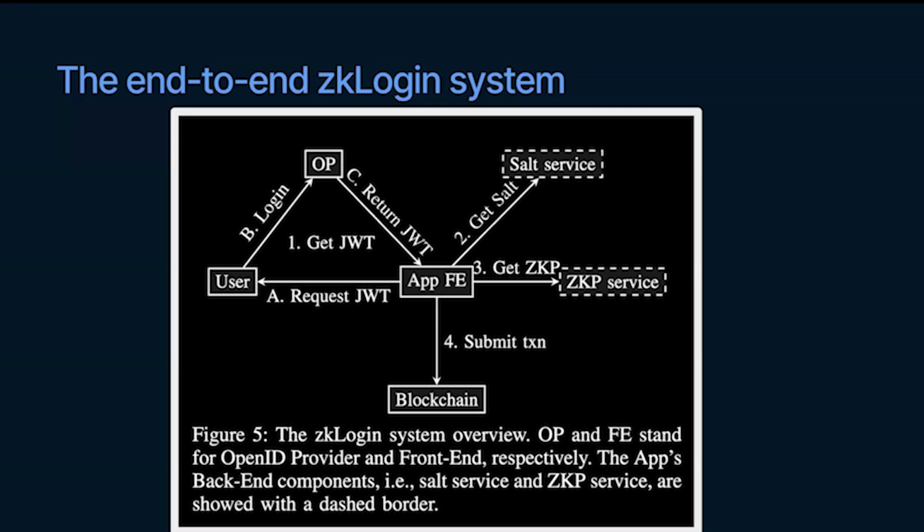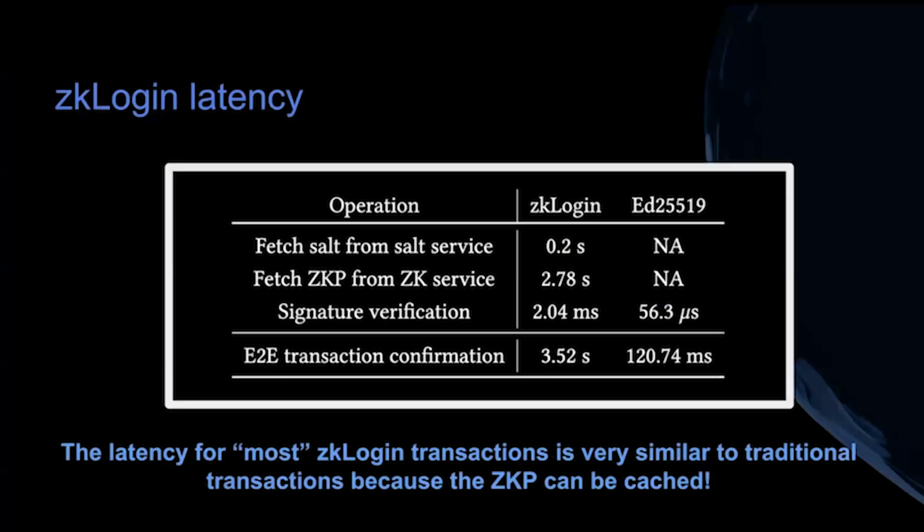This is managed by the app on behalf of the user, and it can also fetch the zero knowledge proof from the zkP service. These two are basically the external services that are being called and typically managed by the app. And once you get the zero knowledge proof, the app front end can sign a transaction and send it on chain. So we ran some benchmarks to test how fast zkLogin is.